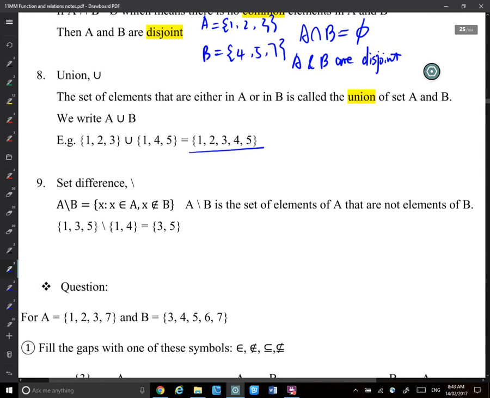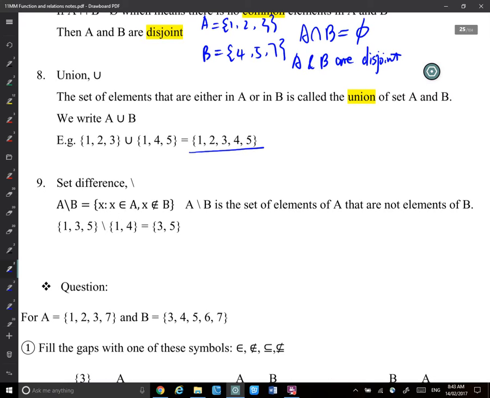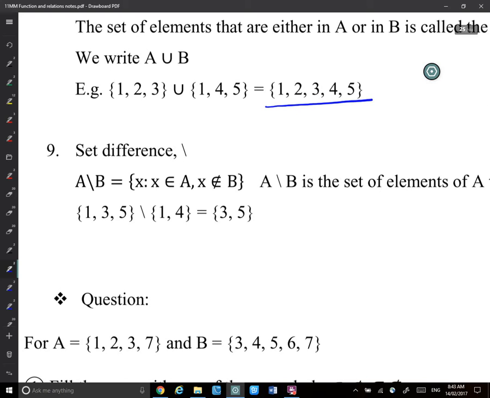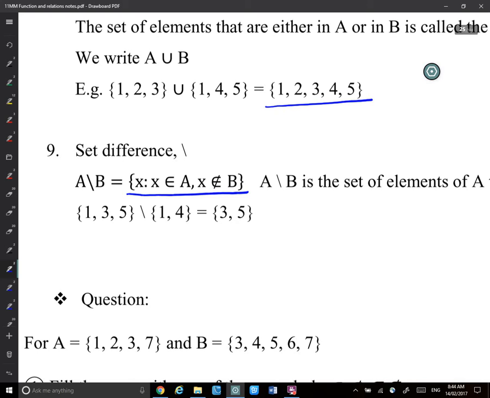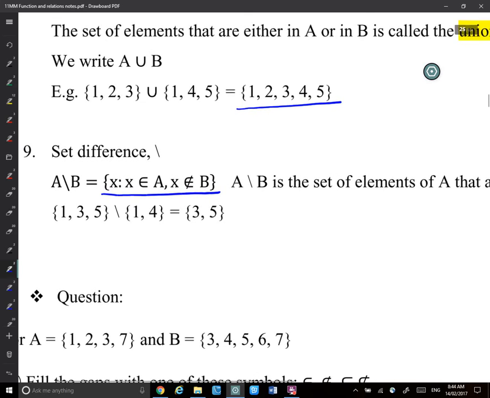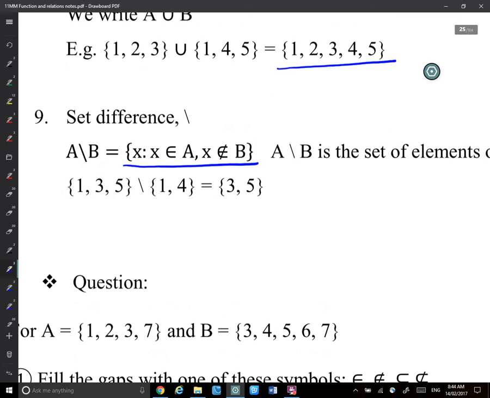And the last one is set difference. Okay, so what is set difference? For set difference, order is important. A set difference with B means the elements in A but not in B. What is in the front means the elements in that set. What is at the back means I will exclude the elements in that set. So it's in A but not in B. We can use this notation to explain that: a collection of X such that X is an element of A, but X is not an element of B. So we find what is in A but not in B. So for example, 1, 3, 5 set difference with 1, 4.